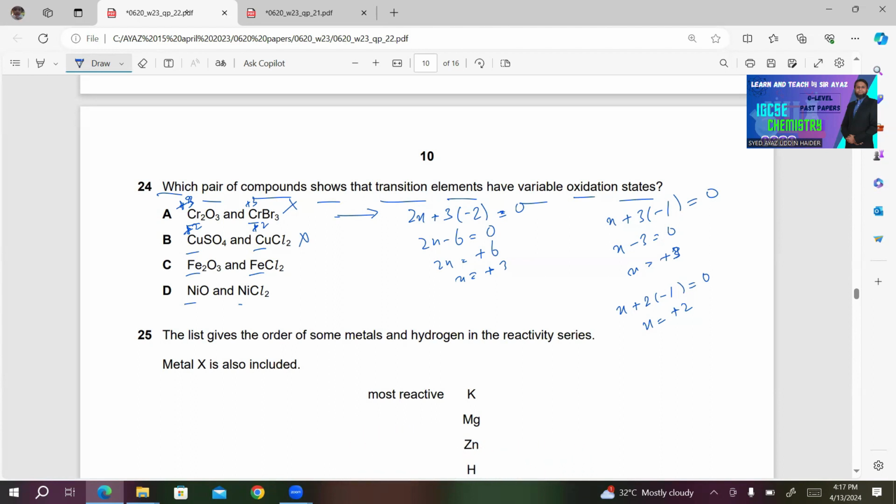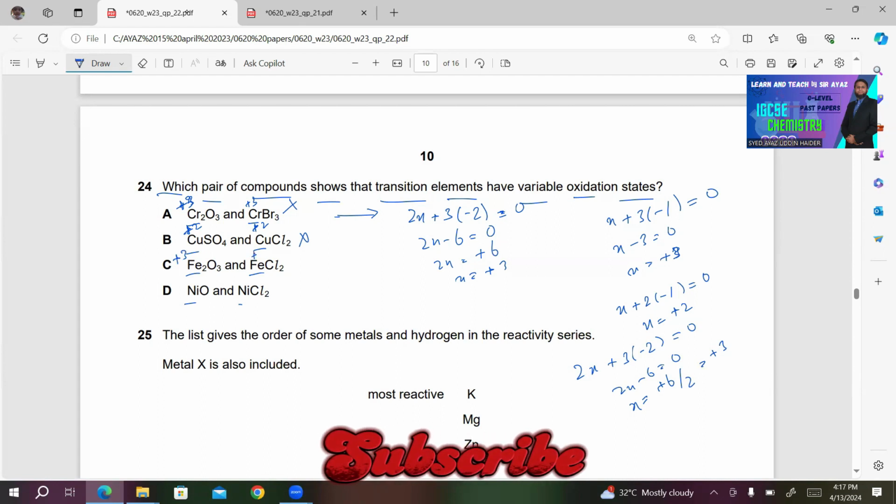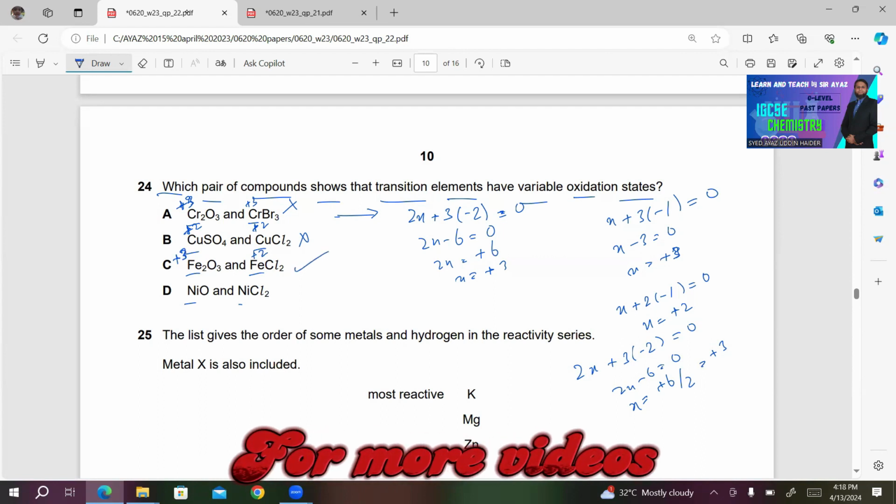What about C? Fe2O3 and FeCl2. Fe2O3, 2Fe: 2x plus 3 multiplied by -2 is equal to 0. 2x minus 6 is equal to 0. x equal to plus 6 by 2 gives plus 3. Here it's carrying plus 3. What about FeCl2? It must be carrying +2 charge or +2 oxidation state. So this must be the right answer.